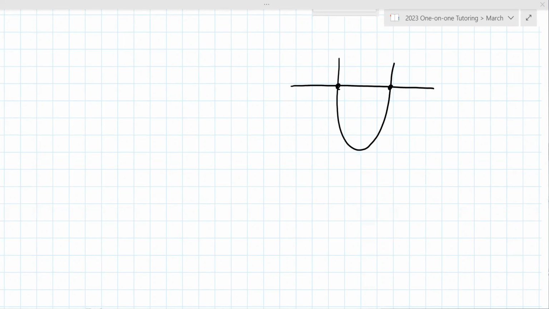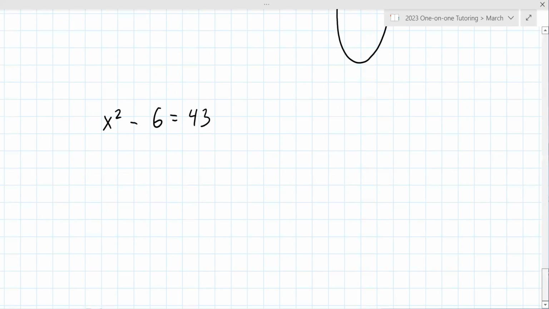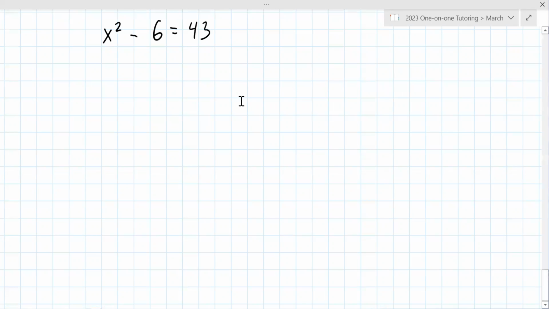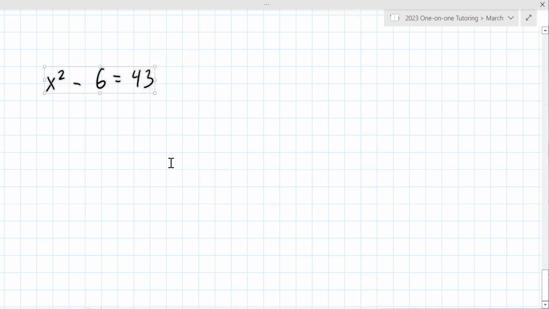Okay. Just find another problem here for us to work on. How about this one here? Let's go x squared minus 6 equals 43. Are you sure we have enough time? We only got like 2 minutes. We'll keep going here.